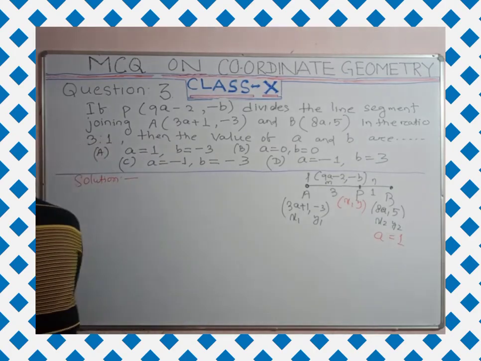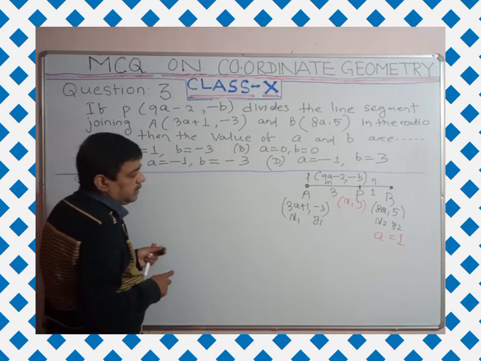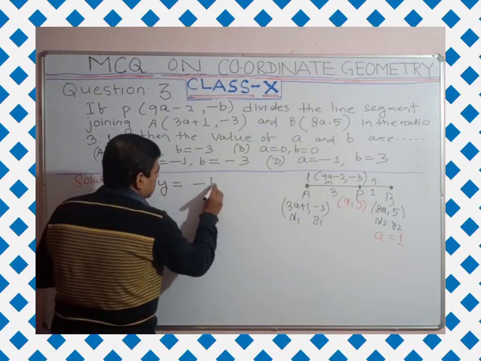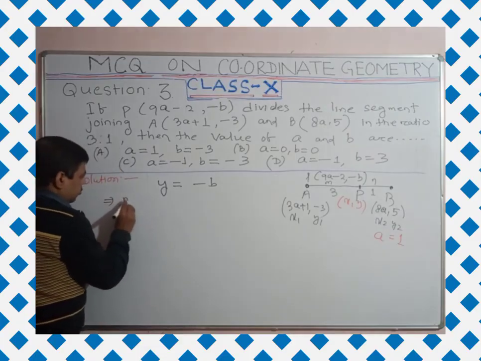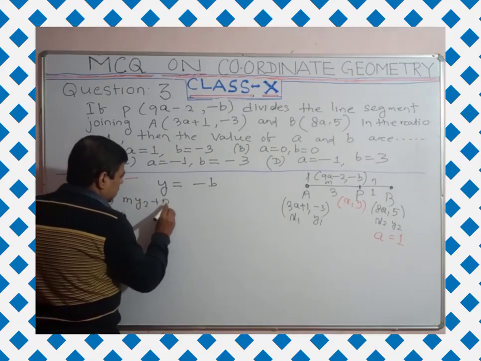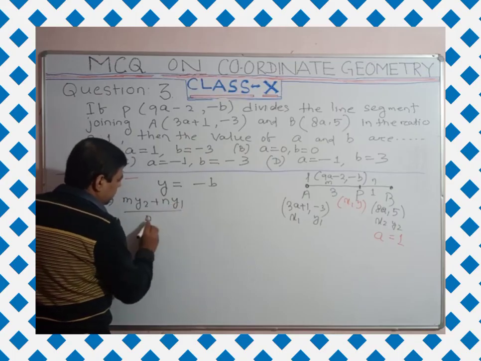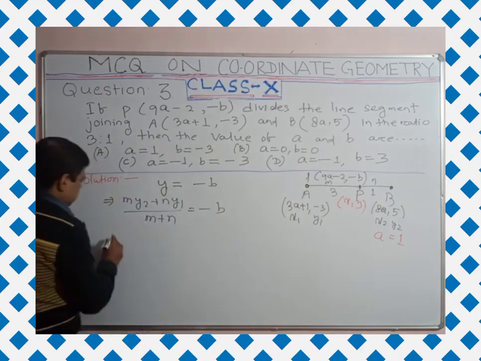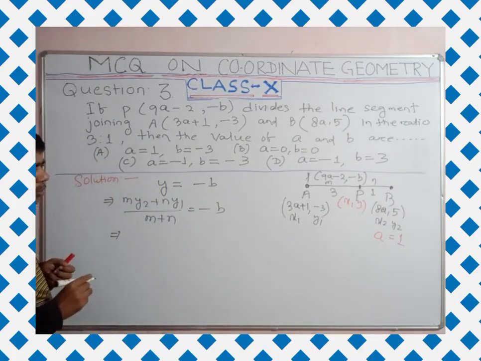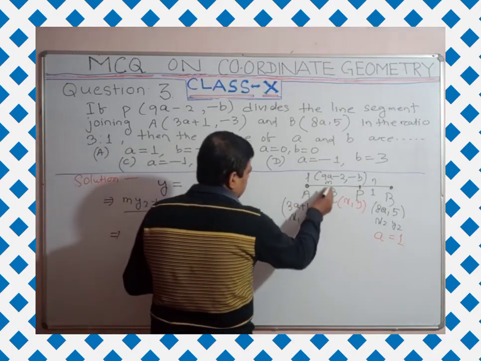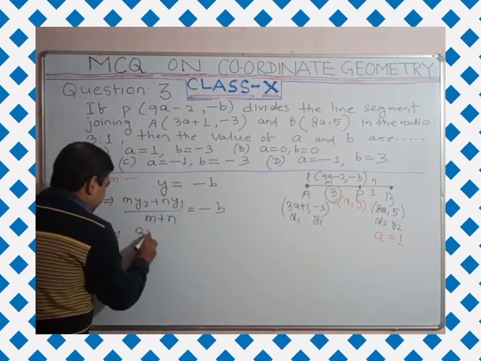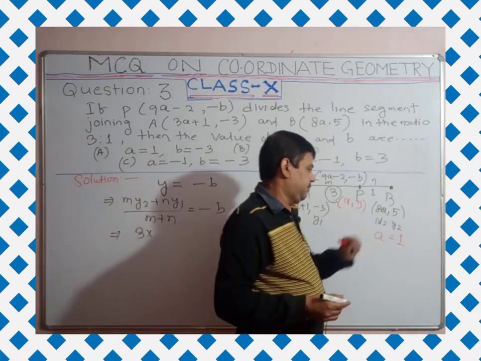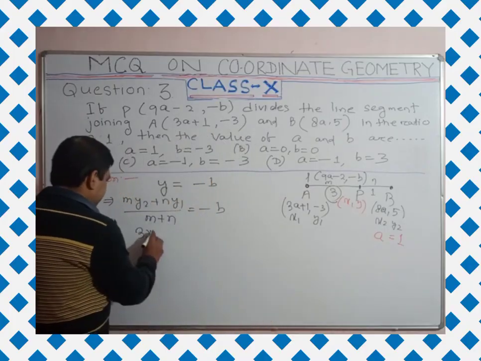Okay. Now you see the coordinate of the point P. Here the y value given is how much? Y value given is minus b. And the y coordinate is my2 plus ny1 divided by m plus n, according to the internal section formula, and it is minus b. So that implies the value of m is 3. Okay. So 3 into y2. Here y1 is minus 3 and y2 is 5. So in place of y2 I can write 5.